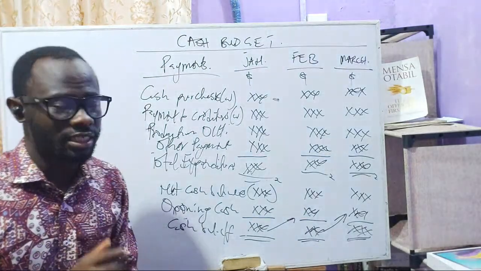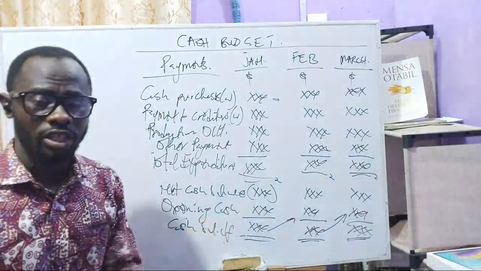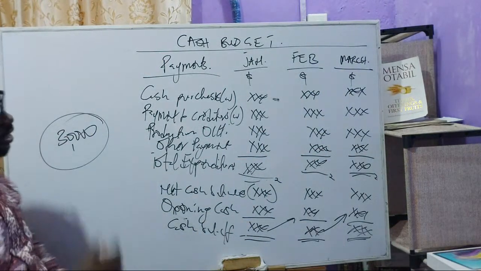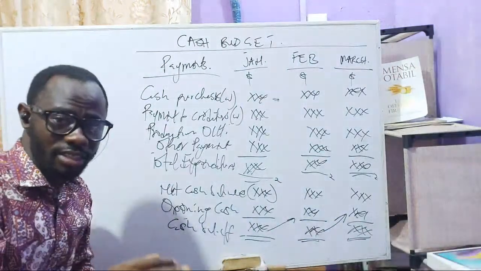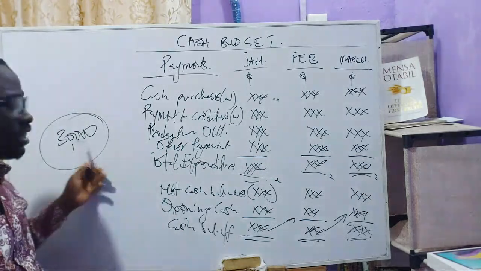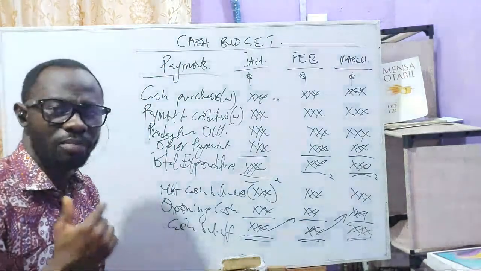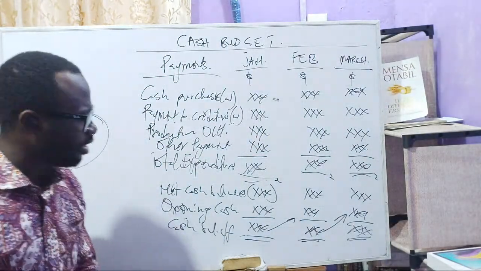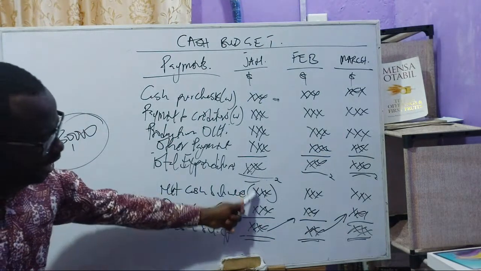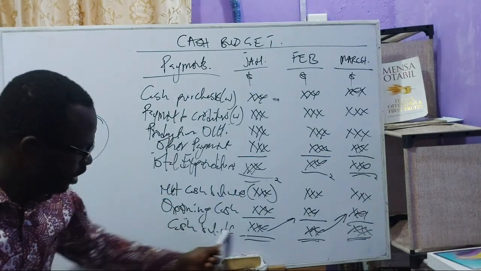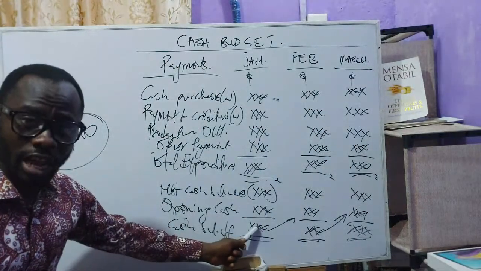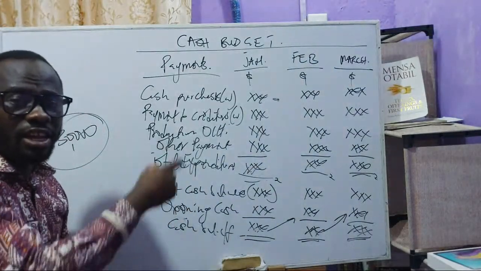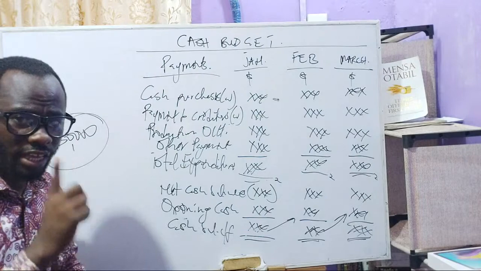For instance, the examiner can say that the company for each month must keep a minimum cash balance of, say, $30,000. So if the entity must keep a minimum cash balance of $30,000, how do we go about it? What it then means is that when you get your net cash here, that is the closing cash balance brought forward here, if it is below 30,000, then you have to put the 30,000 there, and then the difference will have to be borrowed. Are you getting the principle well?